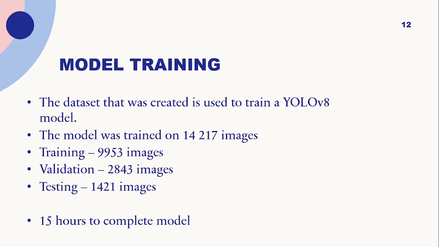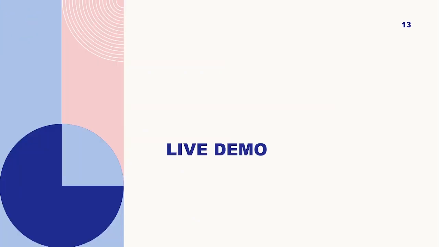Then we move on to training the model. The model is a YOLO V8 model. The model was trained on 14,217 images. For training, we used 9,953 images. For validation, we used 2,843 images. And for testing, we used 1,421 images. The complete model took 15 hours to train. Now I will take you through a live demo of the system.